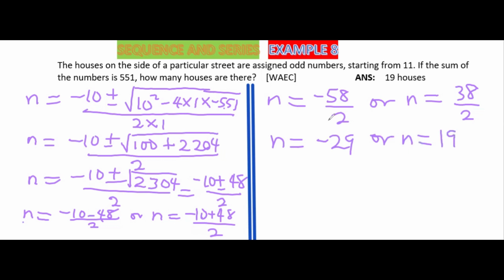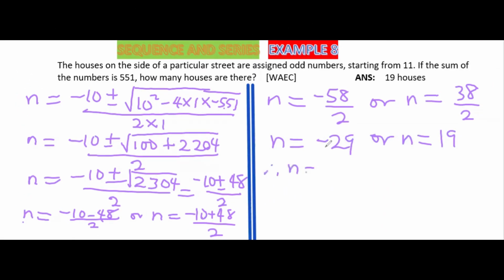So at this point, you must not say this is your final answer, because how many houses are there? So the number of houses cannot be negative. Hence, you conclude that, therefore, n equals 19 houses, since n cannot be equal to negative 29. So that is the value, the number that we have there.